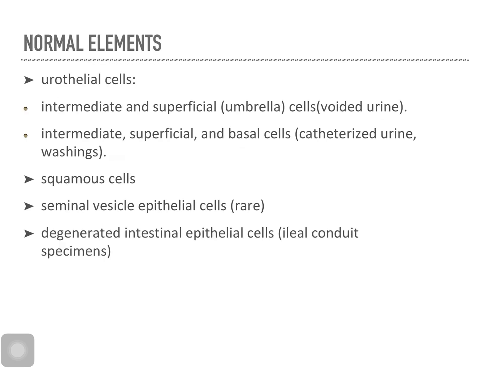Normal elements seen in urine cytology. The urothelial cells, which can be intermediate and superficial, that is umbrella cells, are mostly seen in the voided urine. The intermediate, superficial and basal cells are seen in the catheterized urine or bladder washings. We can also see squamous cells, seminal vesicle epithelial cells and degenerated intestinal epithelial cells in cases of ileal conduit specimens.